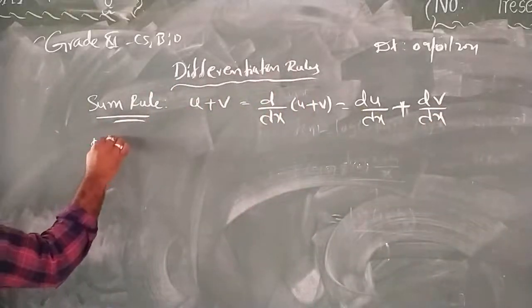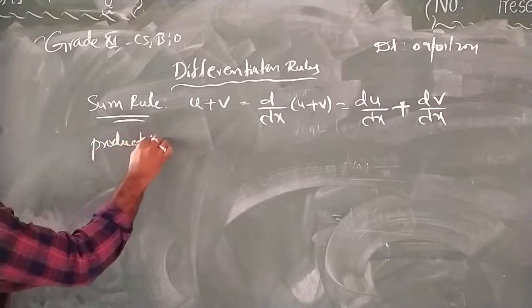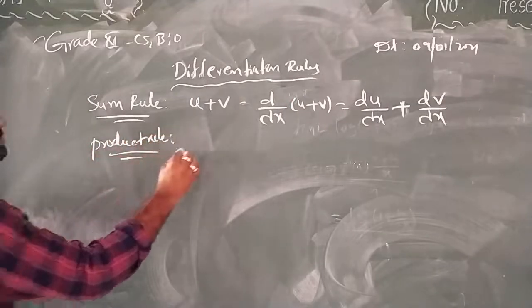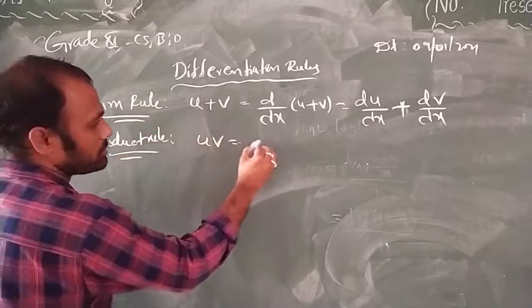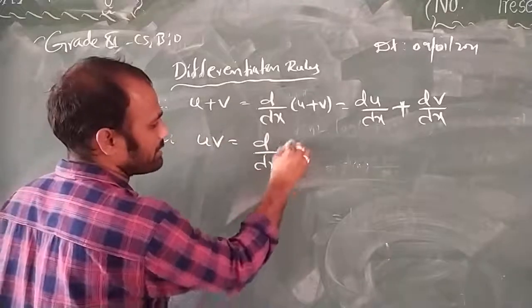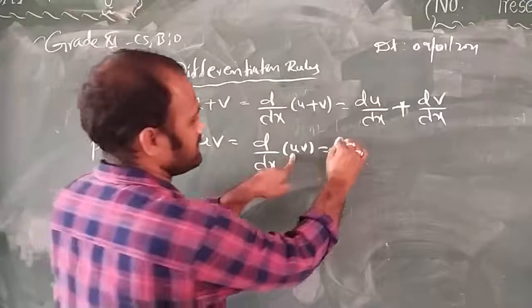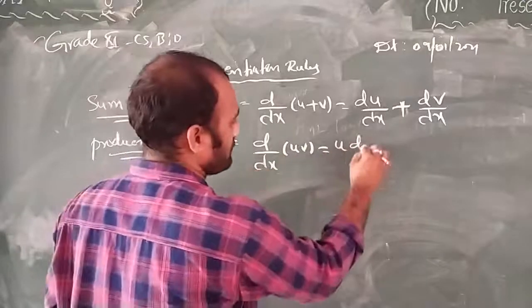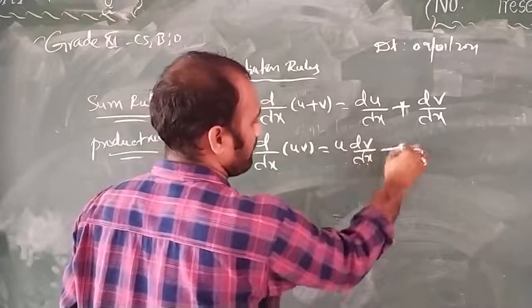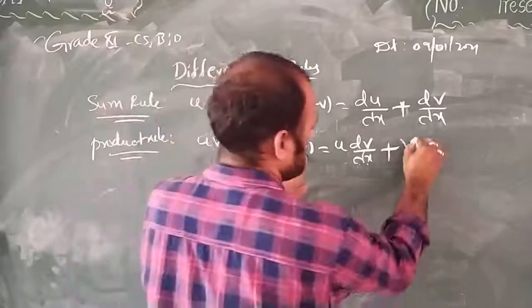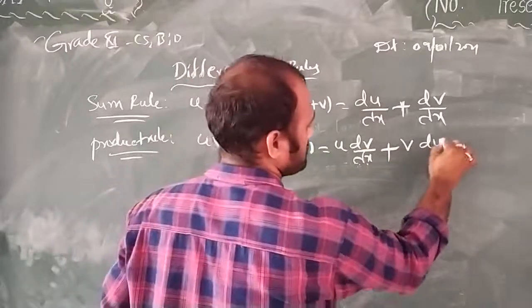Next, product rule. So which is uv. This can be written as d by dx of uv equals the first function as it is times the derivative of the second function, dv by dx, plus the second function as it is times the derivative of the first function, du by dx.